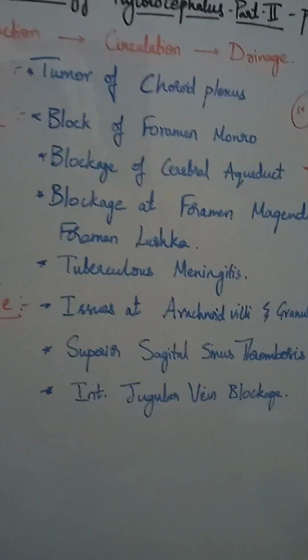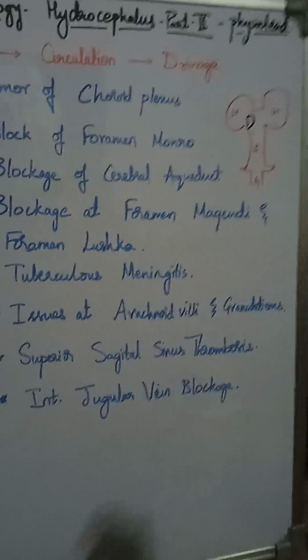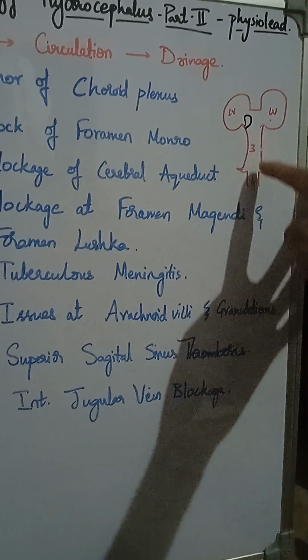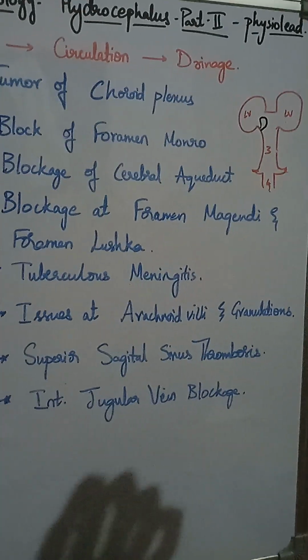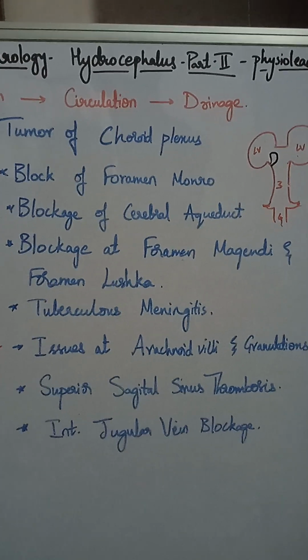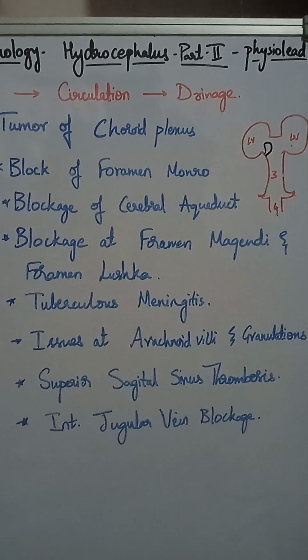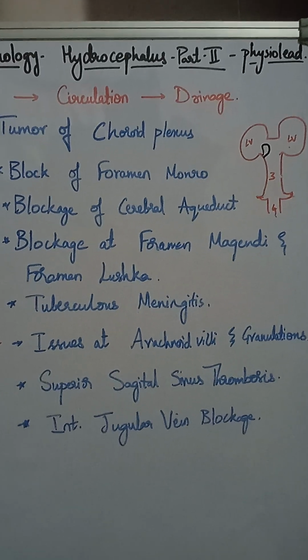And the next one is blockage of the cerebral aqueduct. Here we have the aqueduct, which is present between the third and fourth ventricle. So here there will be an aqueductal stenosis. The blockage of the cerebral aqueduct is congenital. Some babies are born with aqueductal stenosis.